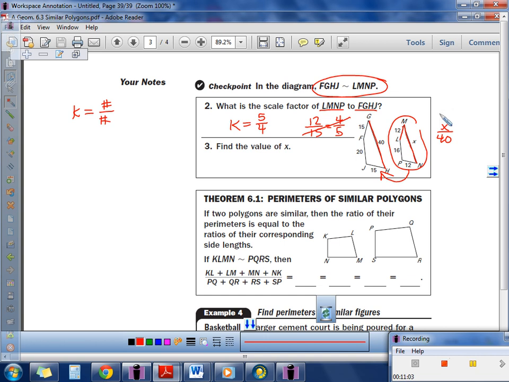So I need my small triangle terms to be on top and my big triangle terms to be on the bottom. What's another term for my small triangle? Let's use that 12 again. And what matches with the 12? 15. Now we cross multiply. So we get 15x equals 40 times 12, 480. Divide by 15 and you get x is 32.